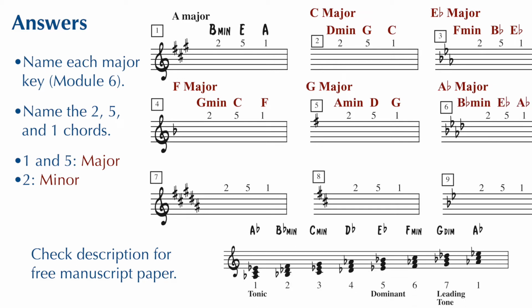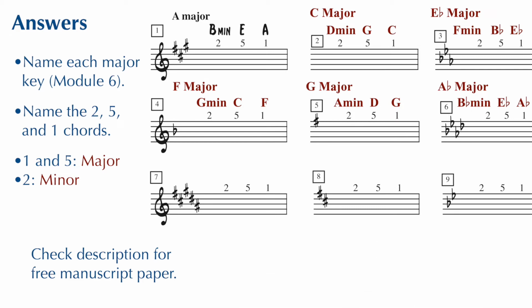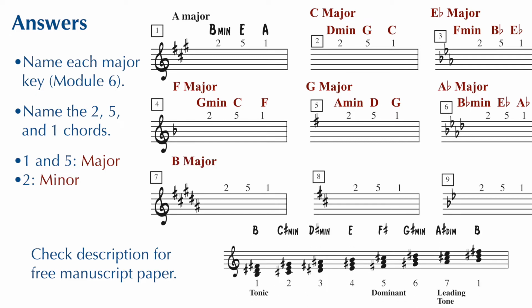Our 2 chord is B flat minor, our dominant or 5 chord is E flat major, and our tonic or 1 chord is A flat major. Number 7, 5 sharps in the key signature puts us in the key of B major. Write out the B major scale and its triads to find that the 2 chord is C sharp minor, the 5 chord is F sharp major, and our tonic, or 1, is B major.